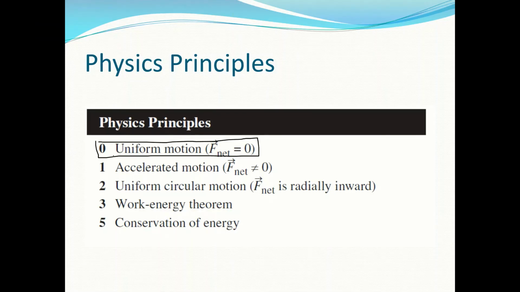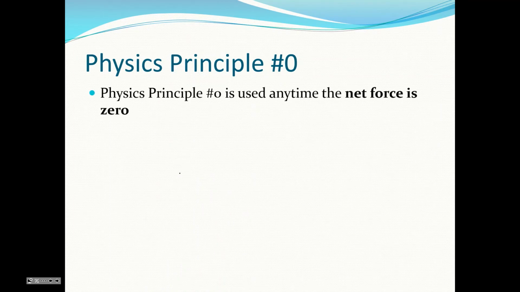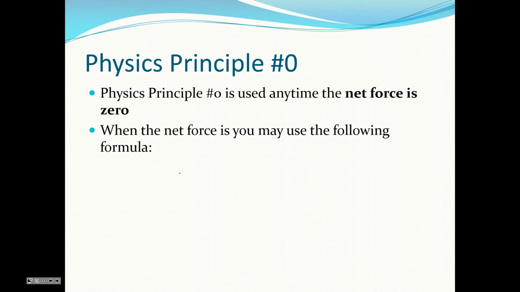These numbers are important because sometimes I'll ask you questions on tests about what physics principle you're using. We're using physics principle 0 right now, where your FNet is equal to 0, and uniform motion means either it's stopped or it's moving at a constant speed. Physics principle 0 is used anytime you have a net force of 0. When you have a net force of 0, you can use the following formula.